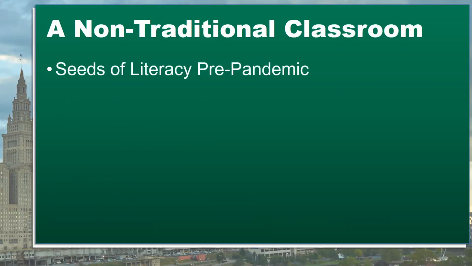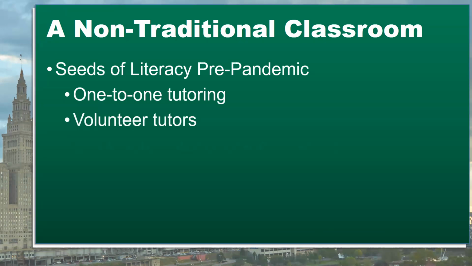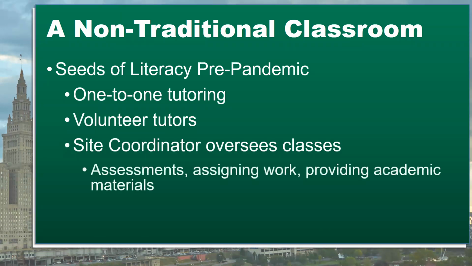So for those of you who are not familiar with our program, Seeds of Literacy ran a classroom, actually two classrooms in Cleveland, one on the east side and one on the west side of the city. And it was a pretty non-traditional classroom. Before the pandemic, we were focused on one-to-one tutoring. So most of our actual instruction was not in a classroom structure. It was with volunteer tutors providing direct instruction to students. And again, all those tutors were volunteers.